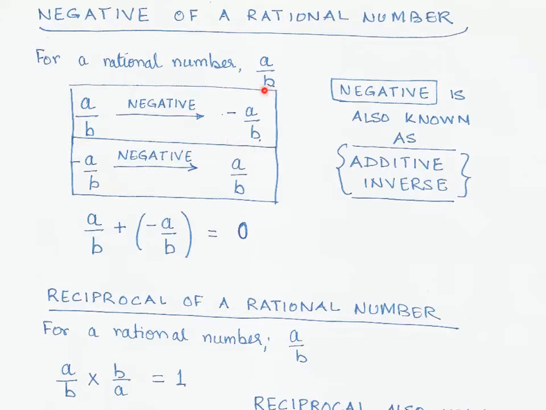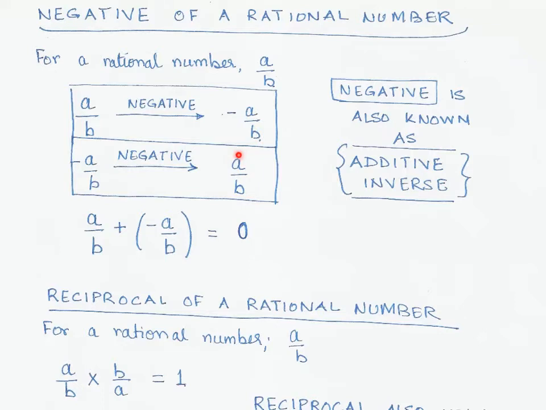Now let us take it the other way around. What is the negative of a negative rational number? That is, what if you have minus of a by b? Well, it turns out that the negative of this number is plus of a by b. And why does that happen? Because negation essentially means multiplying that number by minus 1. So when you multiply minus of a by b with minus 1, you multiply a negative number by a negative number, and you get a positive number, and hence it is a positive number over here. So that's one thing to keep in mind.